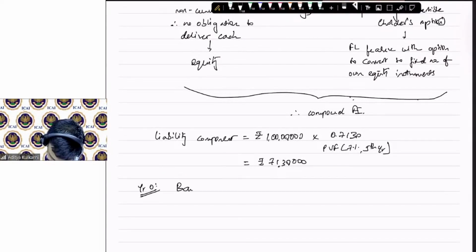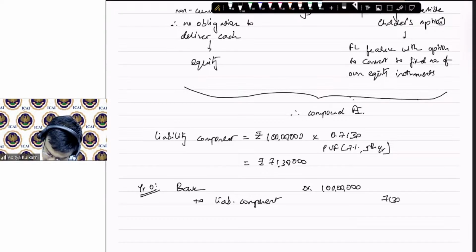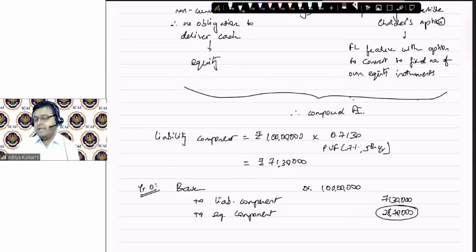bank account debit, ₹1 crore. Liability component, 71,30,000. Equity component, 28,70,000. Are we clear with this? Yes.